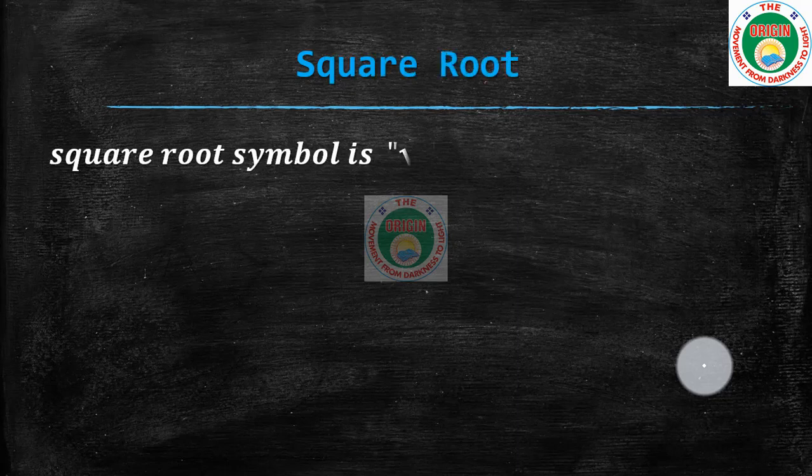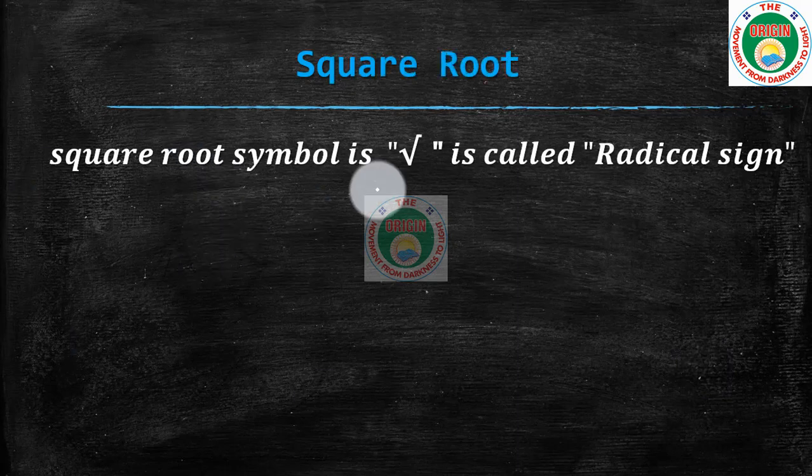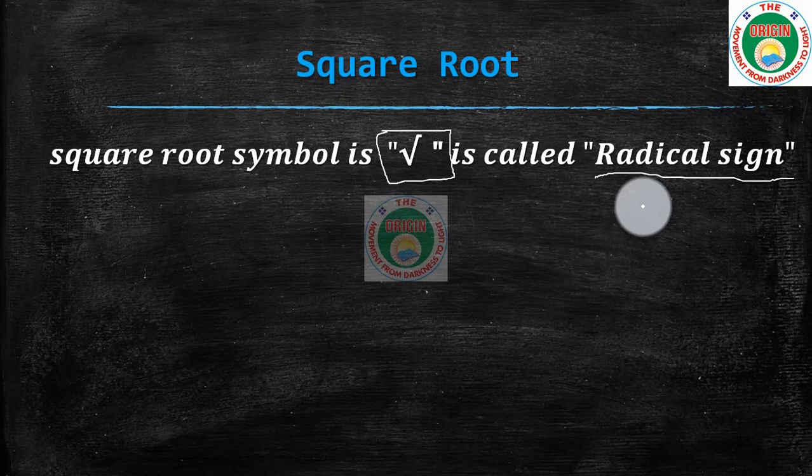Next, the square root symbol we write like this. This is the square root, which is also called the radical sign.